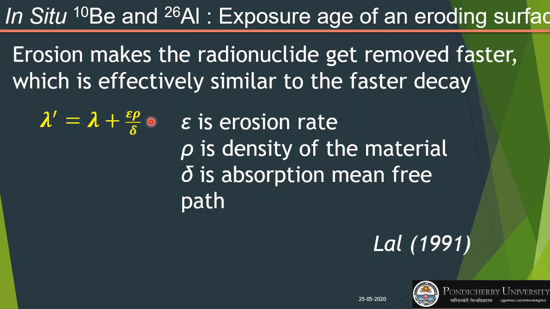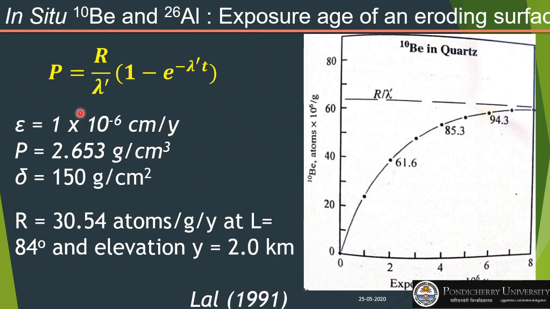So by including this in the equation, instead of writing lambda, you write lambda prime, which accounts for the erosion rate. Your equation now gets modified, and instead of lambda you write lambda prime. The advantage here is that not only can you find the exposure age, you can actually take into account the erosion rate as well.